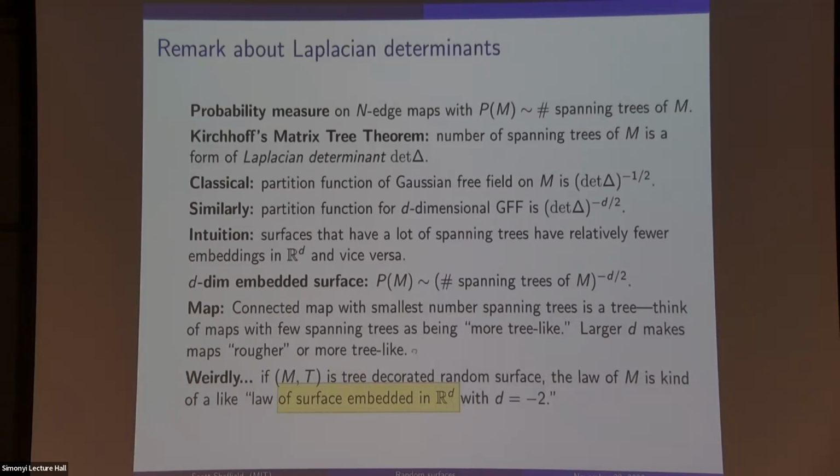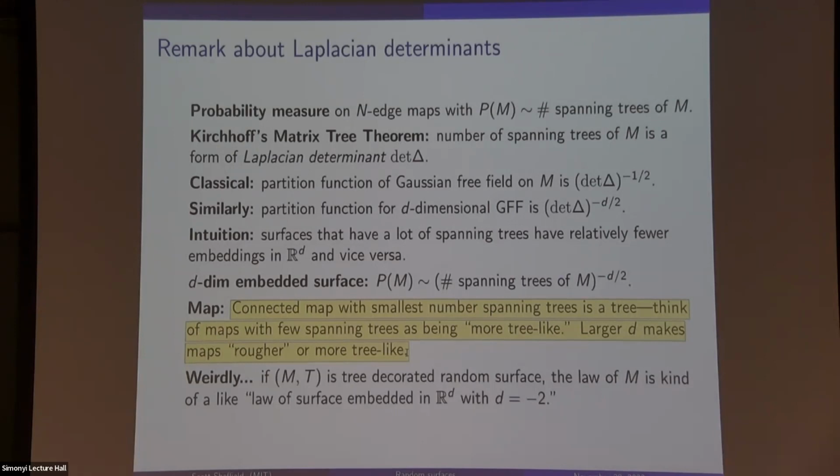And something natural about this is it's sort of saying, if I give you a planar map and ask you how many trees it has, if the map itself is just a tree, then it has only one spanning tree. And so our intuition is that the more tree-like your map is, the fewer spanning trees it has. So when I weight by the number of spanning trees, I'm trying to make it less tree-like. So the thing that is decorated by a spanning tree will be less tree-like than the original.